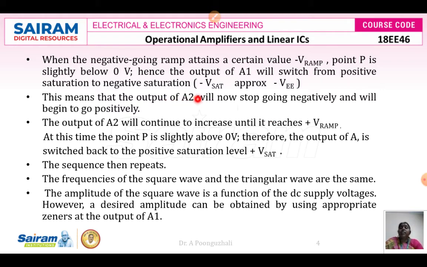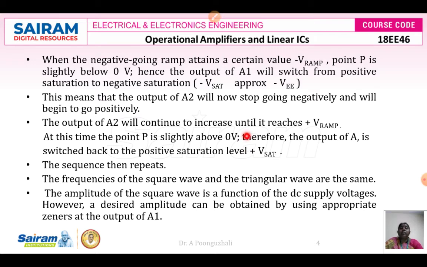What I explained earlier, I have given here in points. The output of A2 will now stop going negatively and will begin going positively. So your output is going to be a positive ramp. When it is positive, my VP point is going to be positive, and when VP is positive, the output of the square wave generator is going to be positive. Now the output is switched from minus Vsat to plus Vsat.